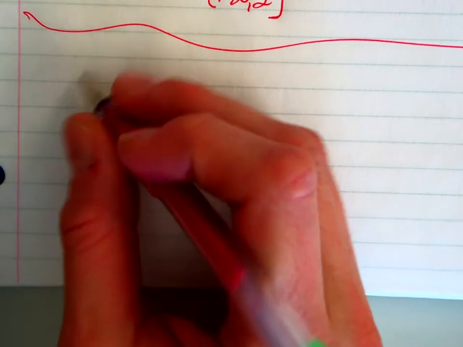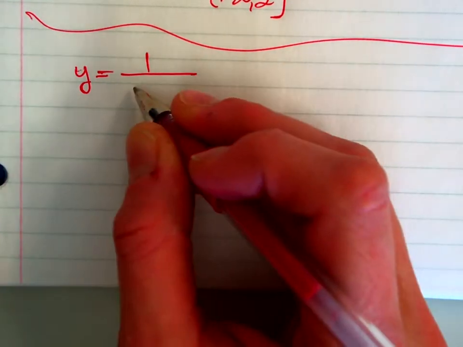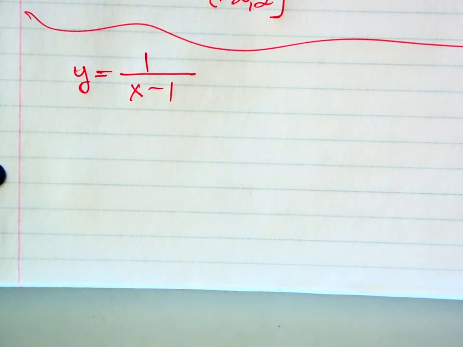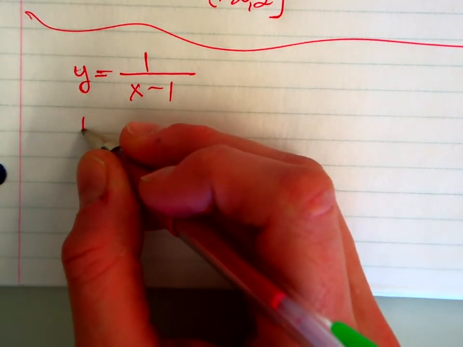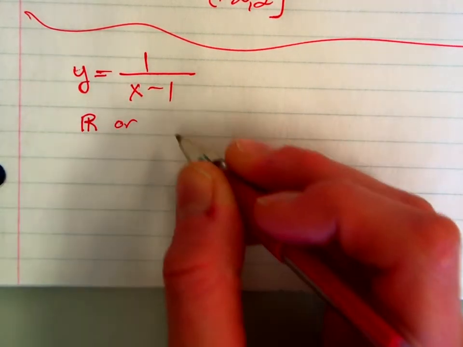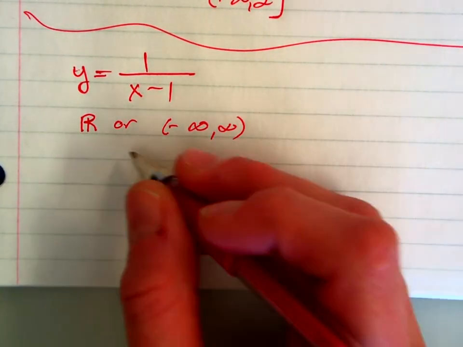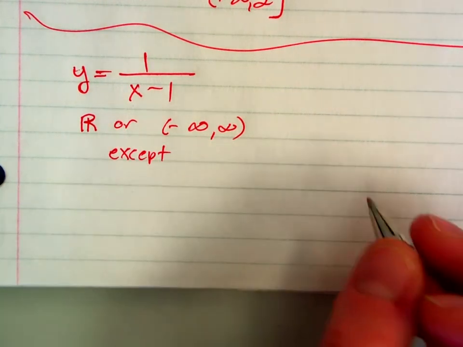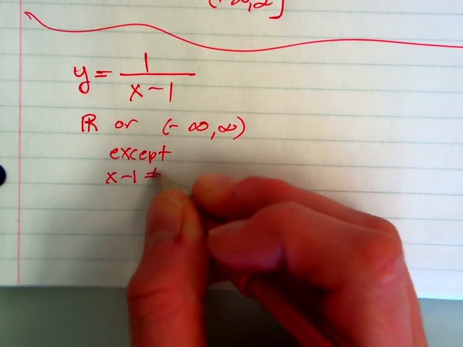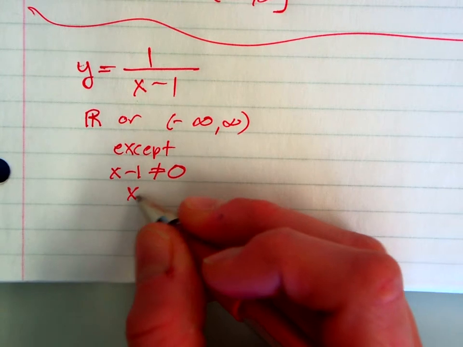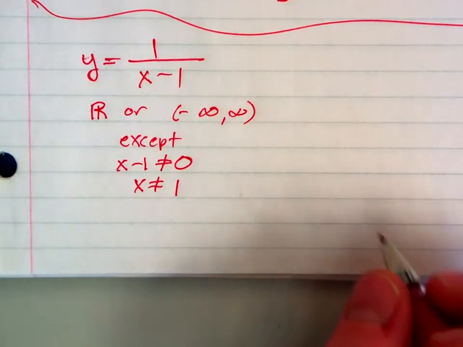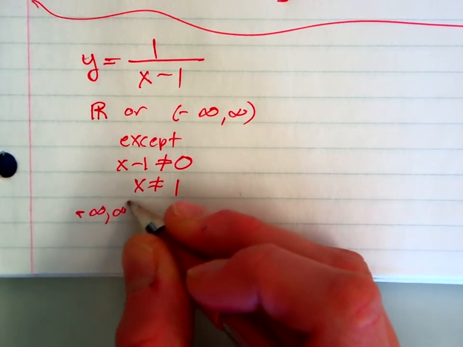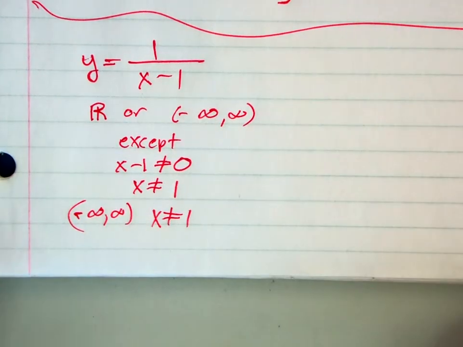Now we haven't actually studied the graphs of these yet. So if we had 1 over x minus 1, we just know for right now that we don't want to have 0 in the denominator. So any value for x can go into this function except 1. So all real numbers, you can write it like this, or you can write negative infinity to infinity, except x minus 1 cannot be 0. In other words, x cannot be 1. So we could write our final answer as negative infinity to infinity, x cannot be 1.